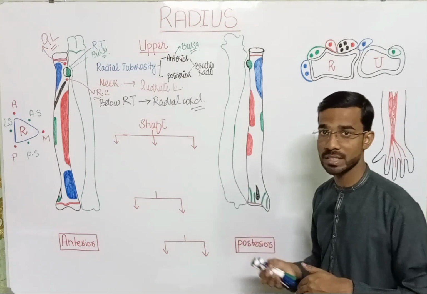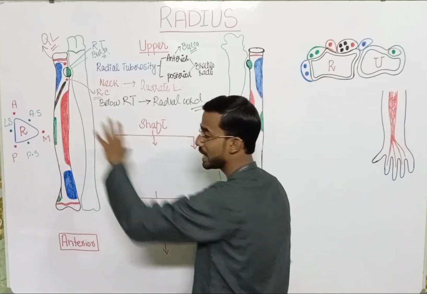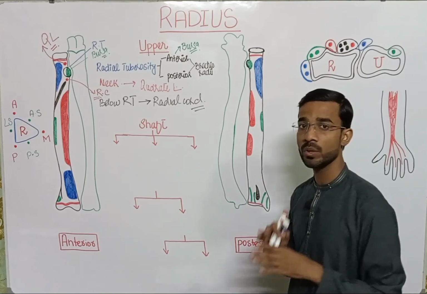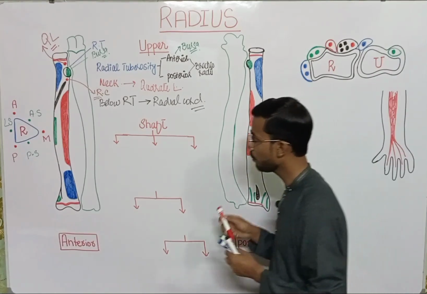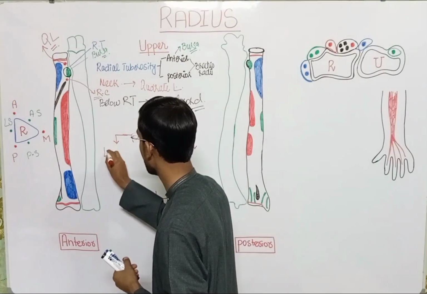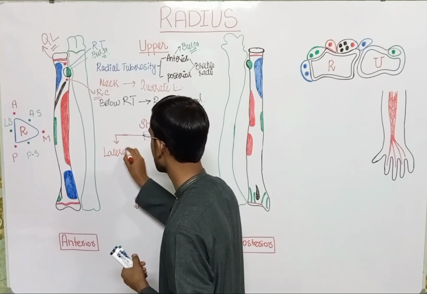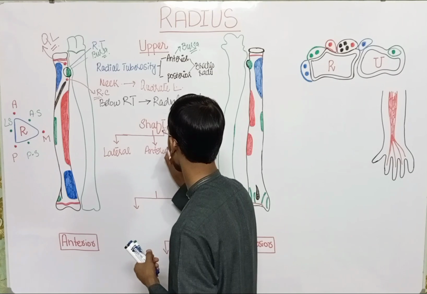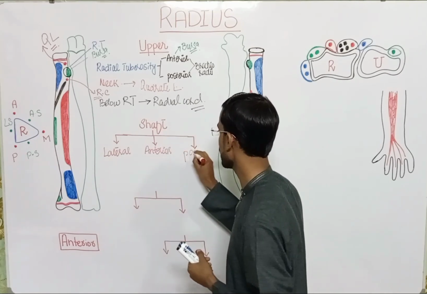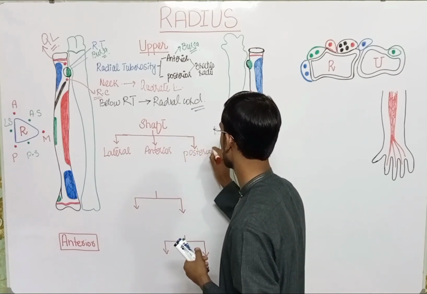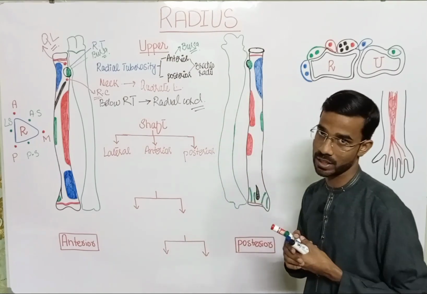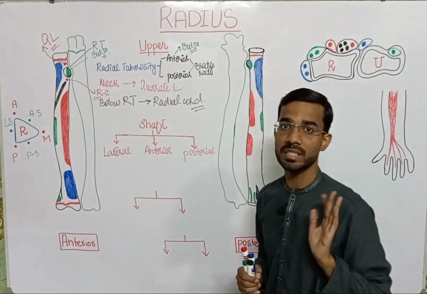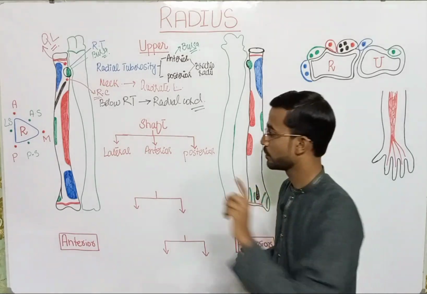Next we will see the shaft region. The middle region is the shaft region, and in that situation we divide it into three. First we see the lateral aspect, second is the anterior aspect, and last is the posterior aspect. So these are basically the three aspects. You see only the lateral surface. There is no lateral border.